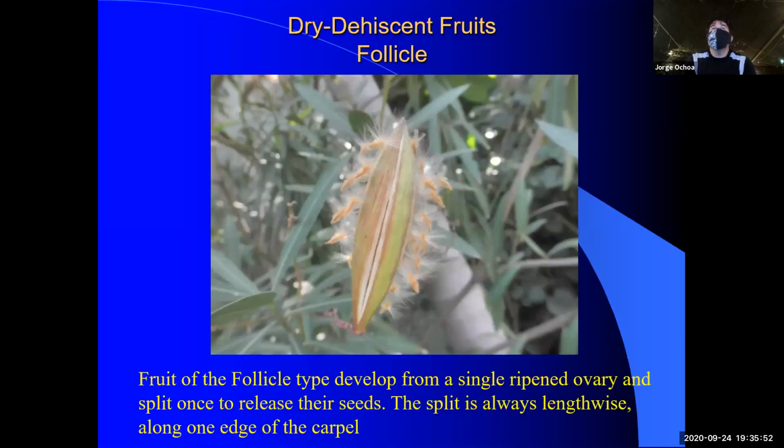And then we have dehiscent or dry fruits that are going to break open when they are mature. So here's follicle, and our example is oleander. I think also milkweed will fall under this category, that you better catch the seeds before they open and they are released. So there seems to be a weak side that will open or split when the seeds are ready to be dispersed. So this will be a follicle.